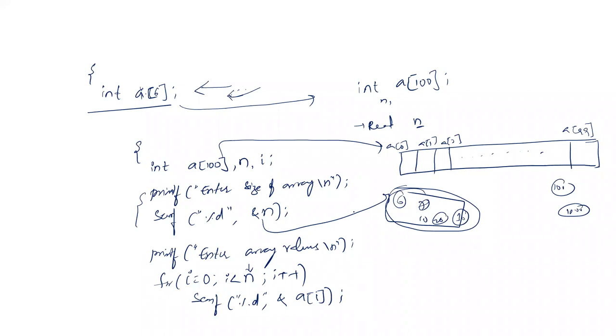Sir, you said we can't give variables as array sizes, right? Yes, that's the reason. So we can't give a variable as the size. Once I write a of 100, it is creating 100 elements.